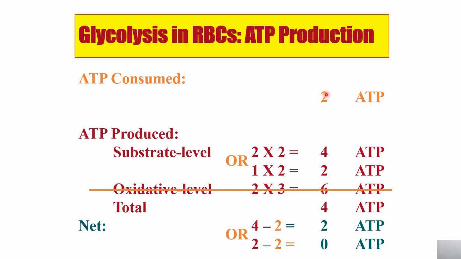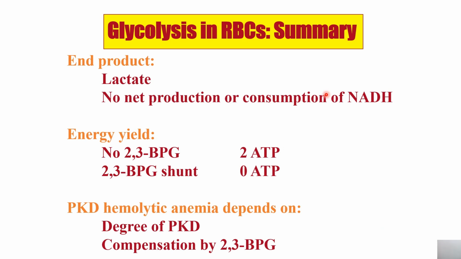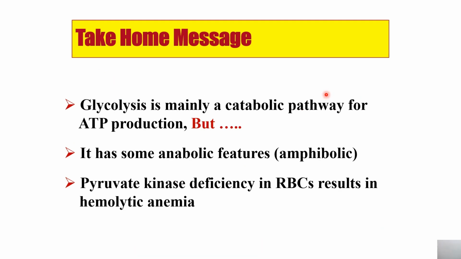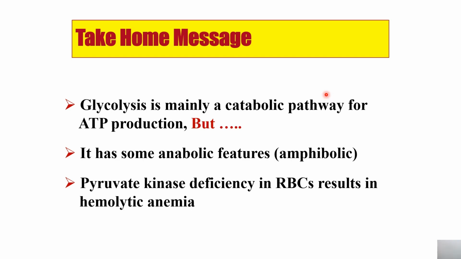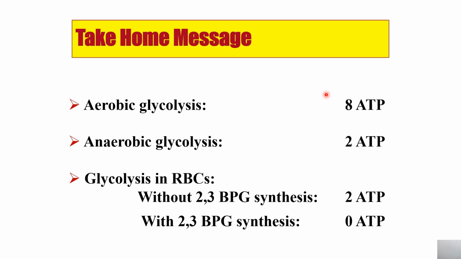Also the ATP consumed and ATP produced and all of that. So this is the summary. The take-home message is that glycolysis is the major oxidation pathway for glucose. It's employed by all tissues. It is a tightly regulated pathway. PFK1 or phosphofructokinase 1 is the rate-limiting regulatory enzyme, and glycolysis is mainly a catabolic pathway for ATP production, but it also has some anabolic features, so it is amphibolic. And pyruvate kinase deficiency in RBCs results in hemolytic anemia. So this was the take-home message.